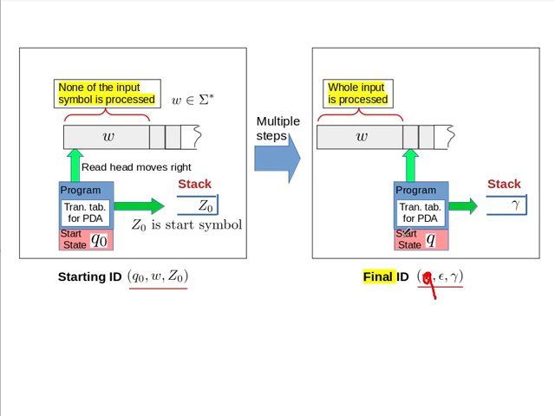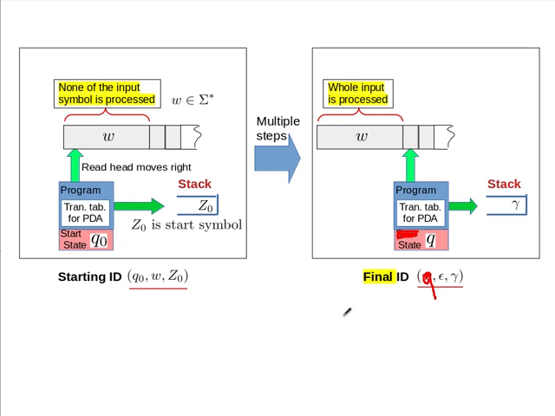There's a typo here, so this will be Q. This is not the start state. This is some state after multiple steps, after processing all the input symbols. So this will be some state Q. But the point is the remaining part of the input is just epsilon. That means you have exhausted all the input symbols, and then your stack will contain some gamma. So this is where you stop. When you stop, your ID will look something like this.